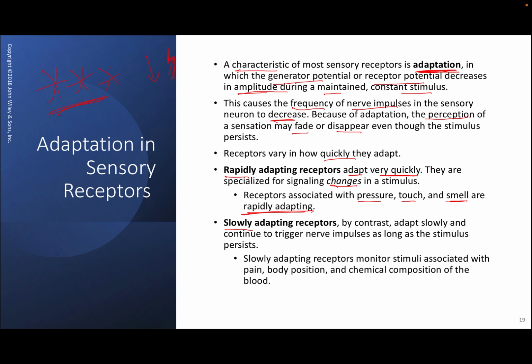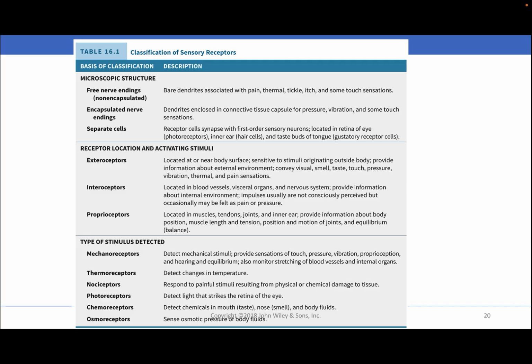Slowly adapting receptors, on the other hand, are going to adapt more slowly, hence the name, and are going to continue to trigger those nerve impulses as long as that stimulus is present. Now, slowly adapting receptors are going to monitor stimuli that is associated with pain, the body's position, as well as chemical composition in the blood. All of these things need to be continuously monitored, and this is why we have these slowly adapting receptors that are used for this. So here, in case you wanted just a quick summary, is a table looking at all the different classifications of the various sensory receptors for your studying delights.